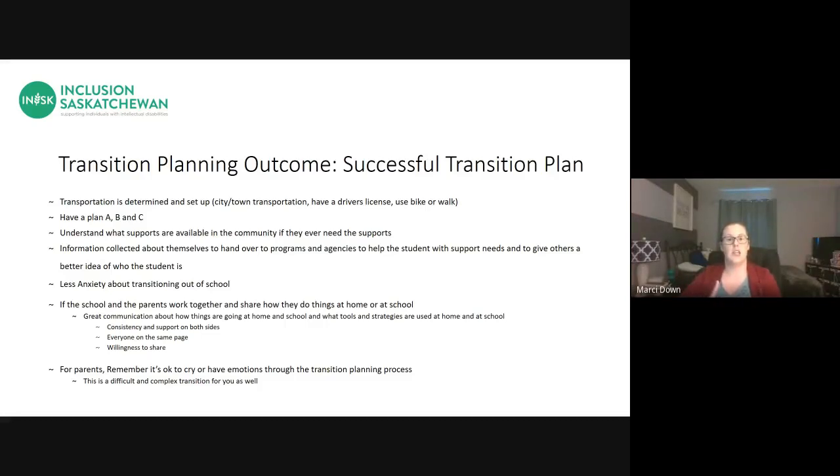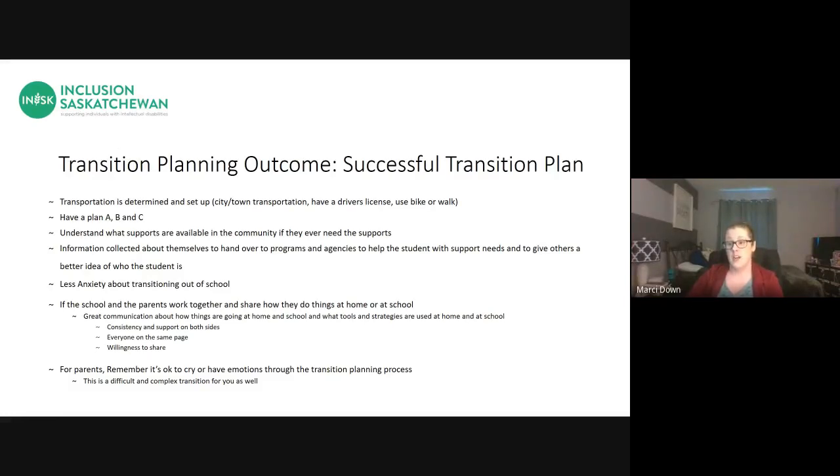And that could be in a group home, or a supported living home, or could be support staff that come, or a recreational activity. The more information you can give someone, the better it's going to be for the student to access those services they need. And also less anxiety about the transition out of school, because they're a part of the process. They need to be a part of it, they need to understand what's going on.